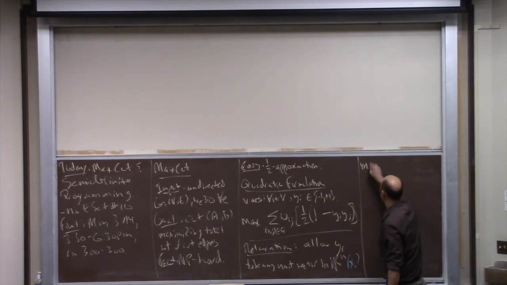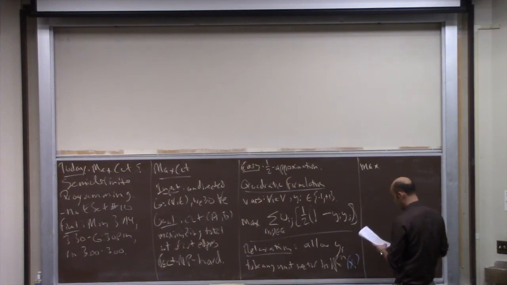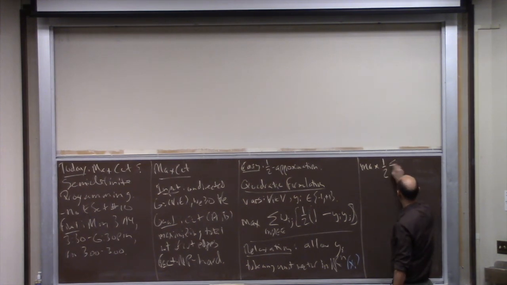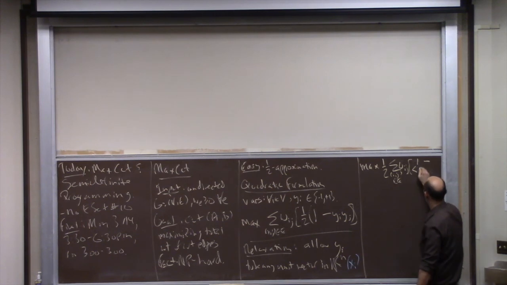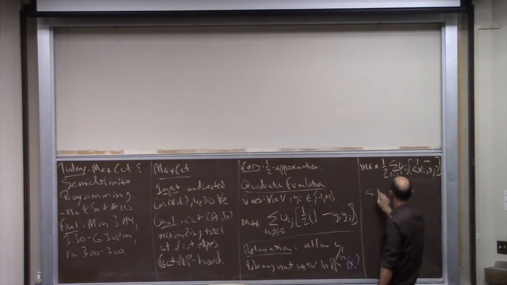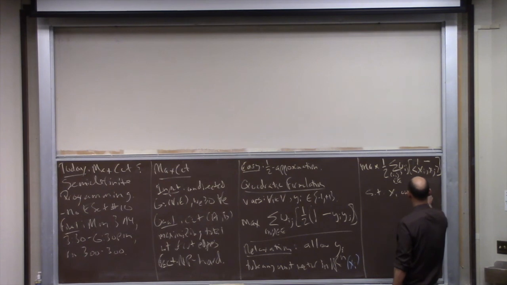We get the maximum, and this will be the relaxation, of the sum over all the edges, wij, 1 minus the dot product of xi and xj. Okay? Subject to xi unit vector. Okay?